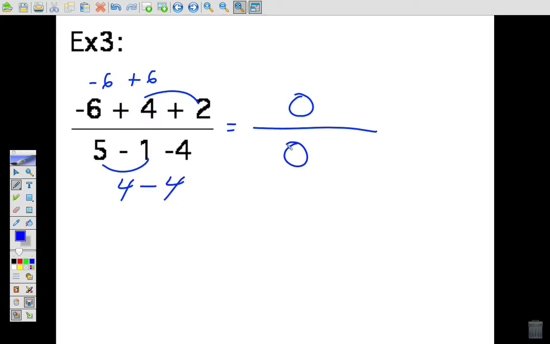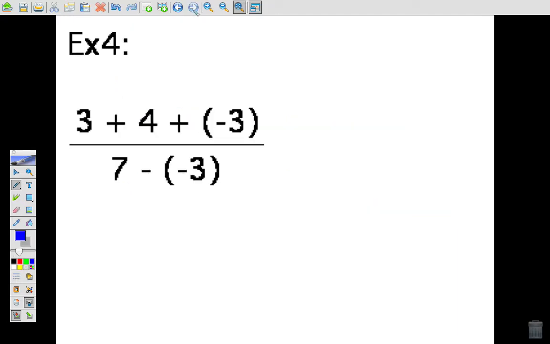Now both top and bottom are 0 in this case. So is my final answer 0? Or is it undefined? Or is it indeterminate? And if you use your notes, that's what we call indeterminate. So far we've gone over an example of each of the types of situations that you could get. Now there is a fourth situation you could get, and this is our last example.